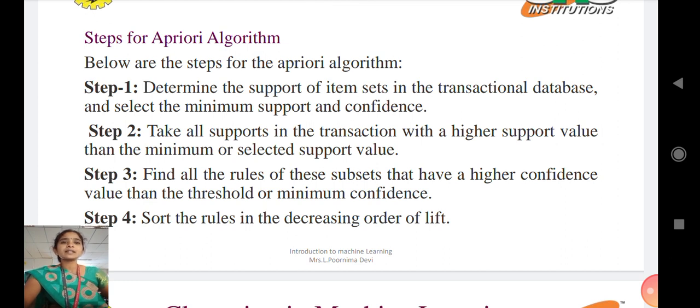The next step is to take all the supports in the transaction with a higher support level than the minimum or selected support value. We find all the subsets having higher confidence value, and then we fix the threshold value or the minimum confidence level. Then sort the rules in decreasing order of lift.